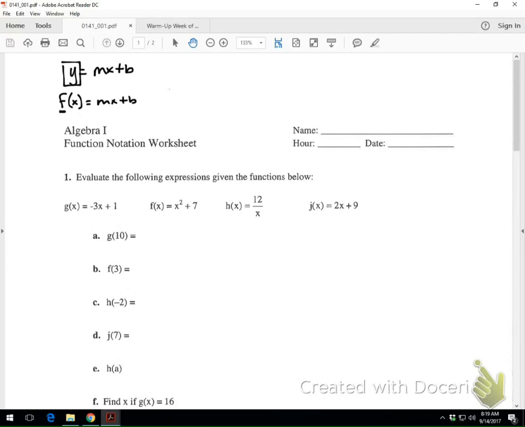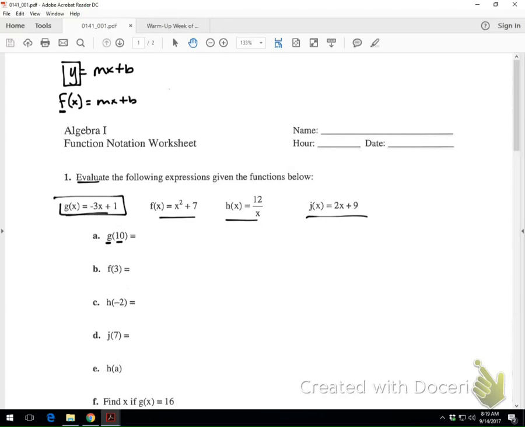Now, if you look right here, it says evaluate the following expressions given the functions below. So they give us some functions right here. We got g of x, f of x, h of x, j of x. And then it gives an equation. So if you look where it says g of 10, we're going to use the one with the g, which is this one right here.